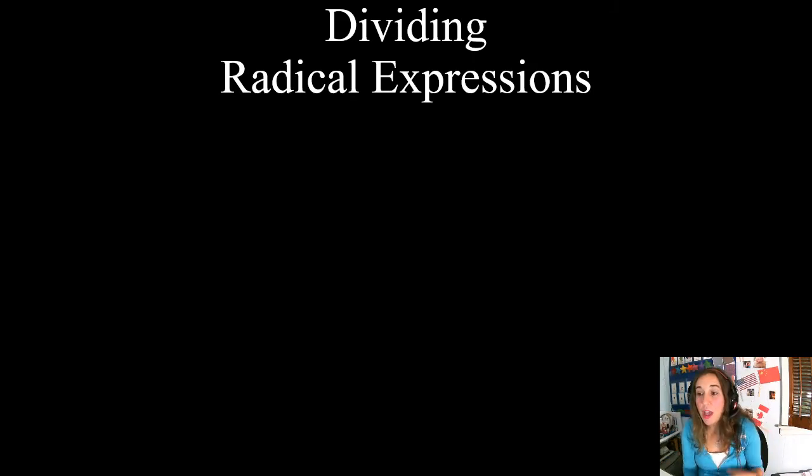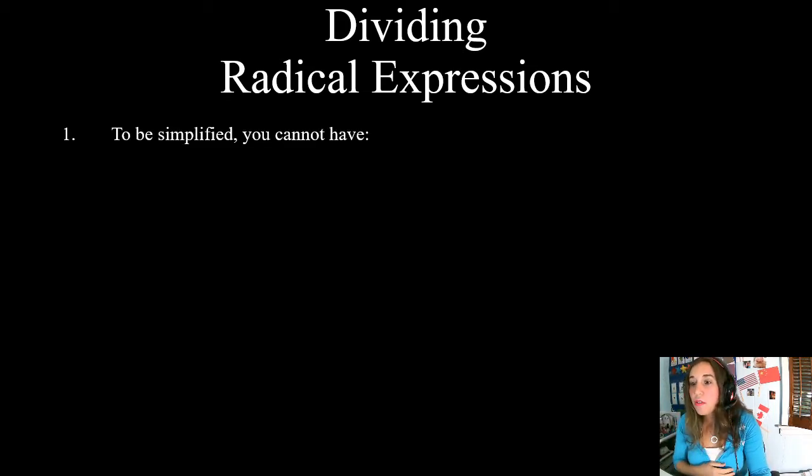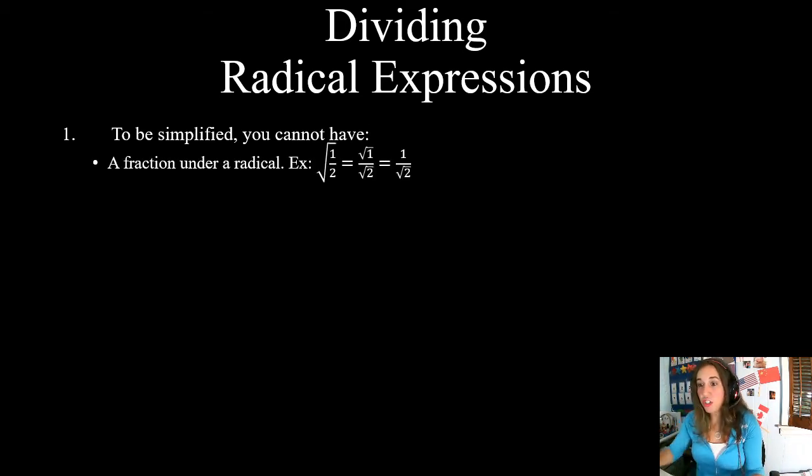Okay guys, so mathematical conventions, all that means is how I write things in math, tells us that in order for a radical expression to be simplified, we cannot have a fraction underneath a radical. So take a look at this example. Here I have the square root of 1/2. That is a fraction underneath a radical. Mathematical convention tells me I cannot have that. I'm just not allowed to write it like that.